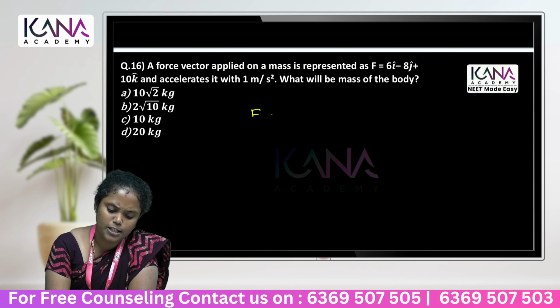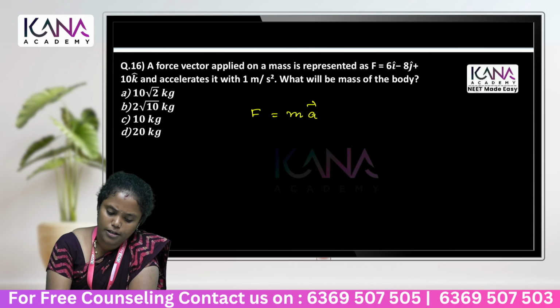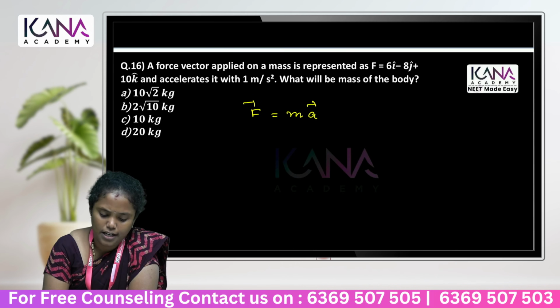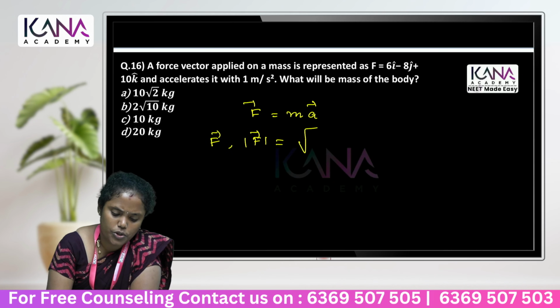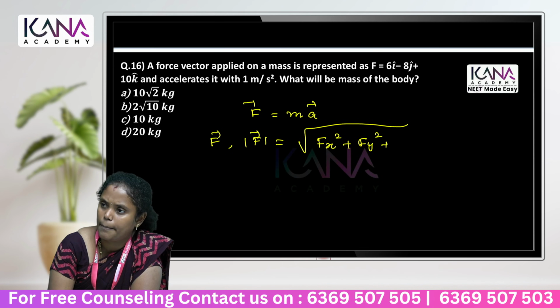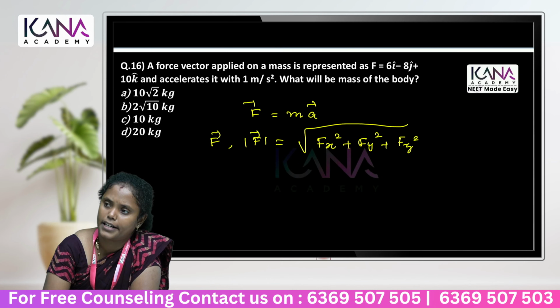You know that F is equal to mass into acceleration. அது ரெண்டுமே நமக்கு vector quantity. To find F vector, magnitude வேணும்னா what do we do? Magnitude of F vector is equal to square root of fx square plus fy square plus fz square.